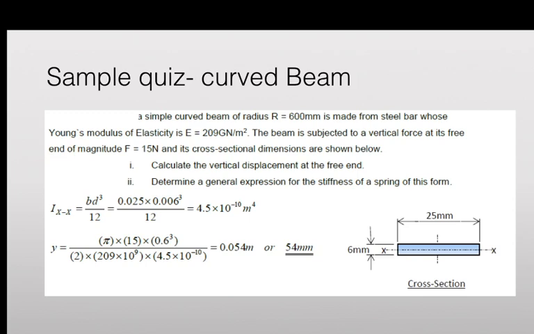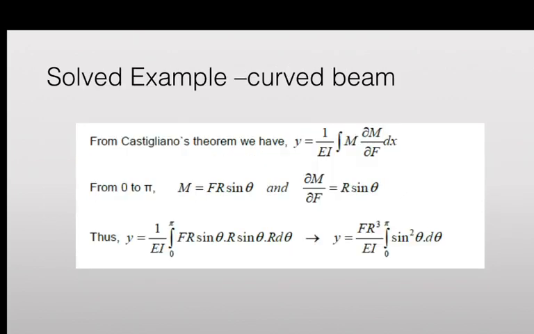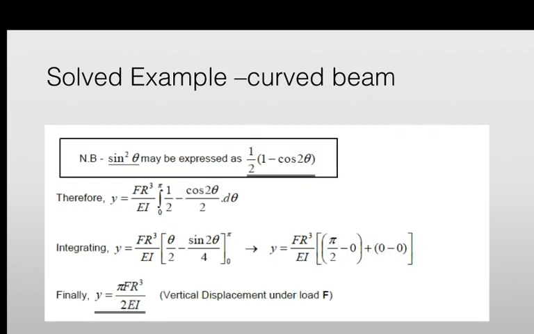So now if you look at this, they have given the cross-sectional details as well as the radius, the force and the Young's modulus. If you look at the previous equation, you can use the expression y equals π F R cubed divided by 2 EI. So you can use this result in order to calculate the displacement.